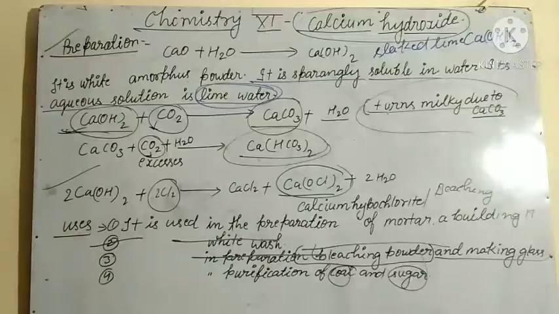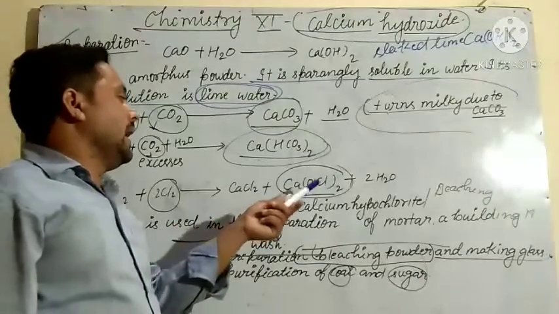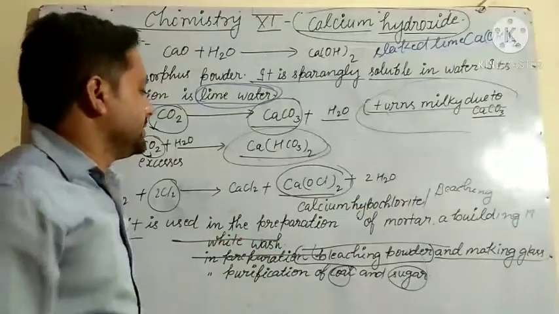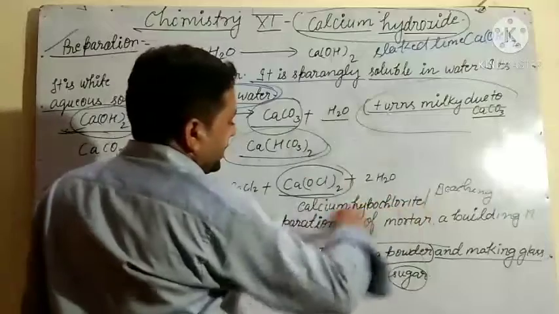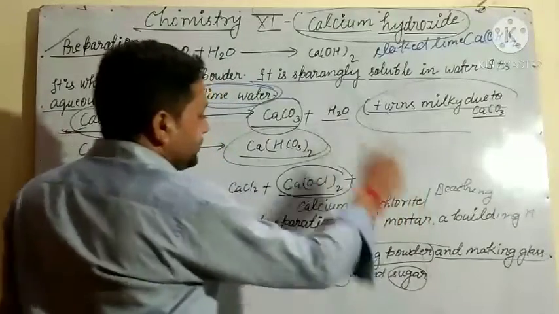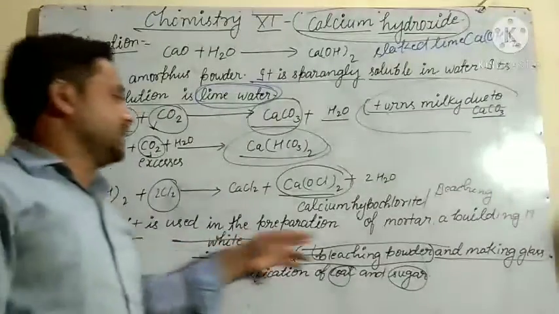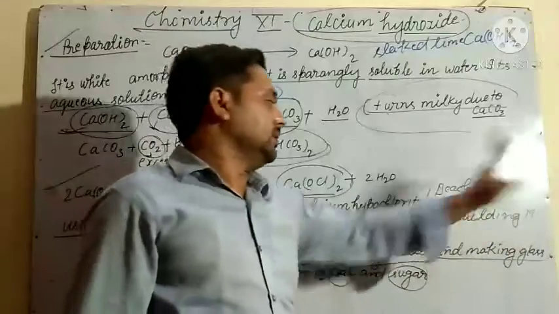Next, when calcium hydroxide reacts with Cl2, it gives calcium chloride and calcium hypochlorite, and it is used as bleaching powder. Due to this, it is used in the formation of bleaching powder. And what else is it used for? It is used in the preparation of mortar, a welding material.